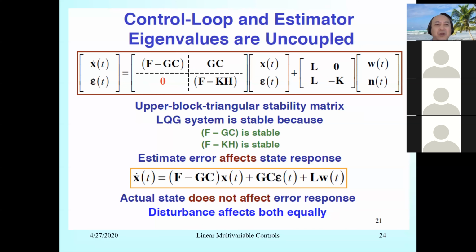If we stack them together with the original state under closed loop, you can see that if this is stable, then everything is stable, because this is an upper block triangular matrix. All right, so the estimation error here: will this error affect the state response? Of course it will. So it's here.